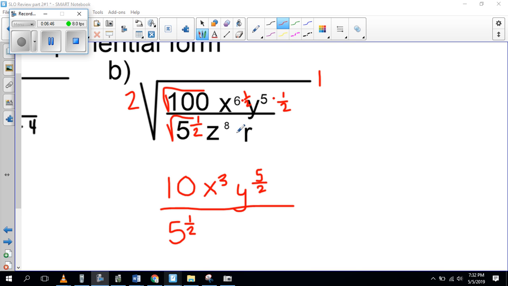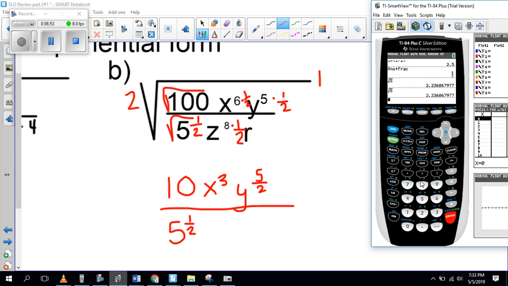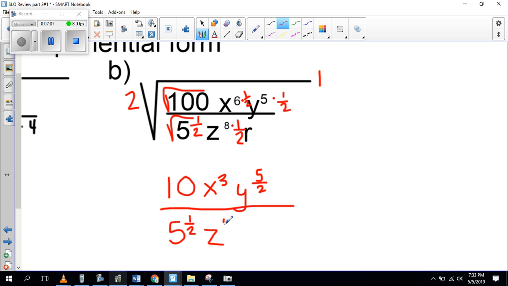Okay, so now we're going to do the z to the 8th times 1/2. I'm going to use my calculator again. So if I put 8 times parentheses 1 divided by 2, that's how we do our fractions, and we get 4. So z to the 4th. Okay, now r doesn't have anything, so that's easy. R to the 1/2. And so that will be our complete answer.